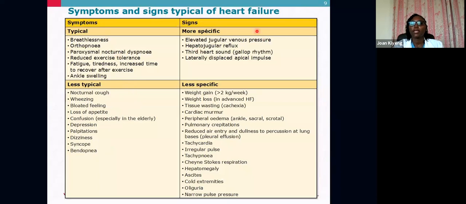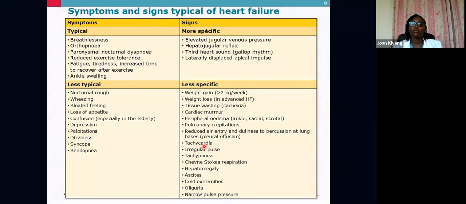And for the signs, these are the signs that, when you see them, you can almost say this patient is in heart failure. If you see elevated JVP, if you see hepatojugular reflux, and if you listen to the heart and you hear what we call the S3, and you have, let's say, a laterally displaced apical impulse, depending on whether the ventricles are dilated. And the less specific signs are things like weight gain, tachypnea, tachycardia, cardiac murmur.